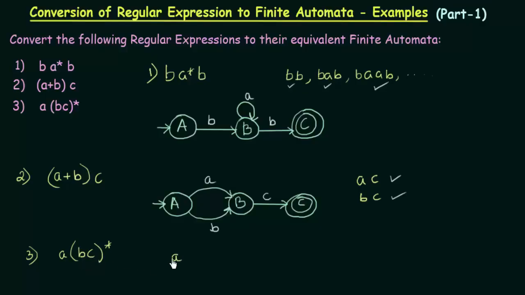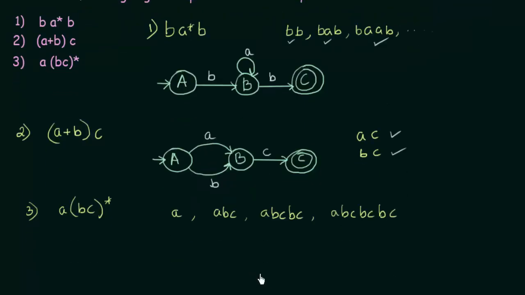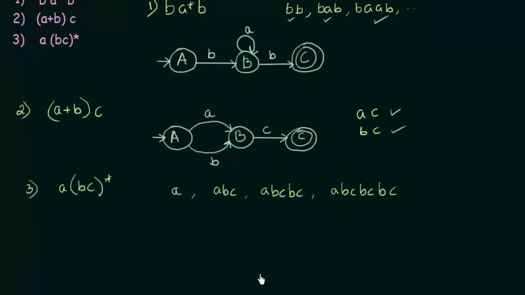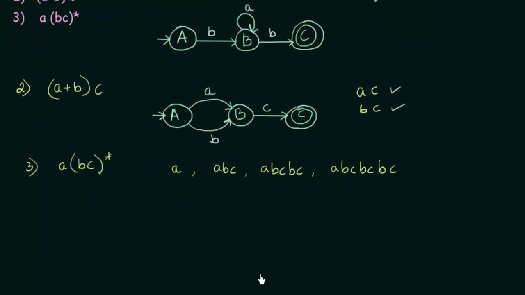So it may be like A just by itself, because I said BC could be 0 or more. If BC is 0, then it could be just A, or it could be A BC, that means 1 BC, or let's say A BC BC, 2 BCs, or A BC BC BC, 3 BCs. So these are the kind of strings that will be accepted by this one. So let's see how we can design the finite automata for this.